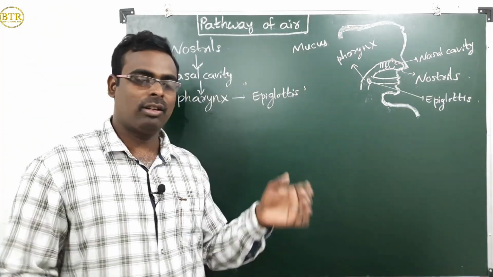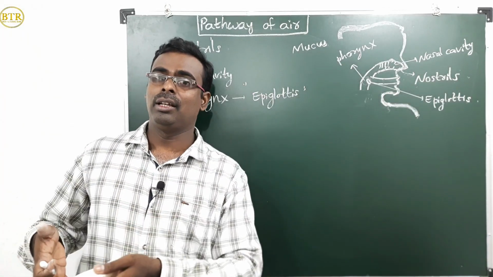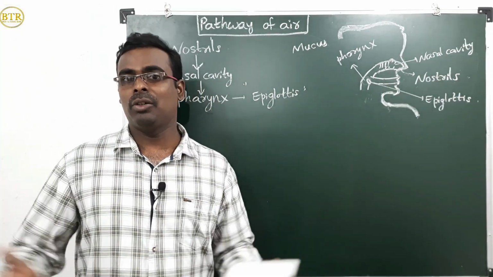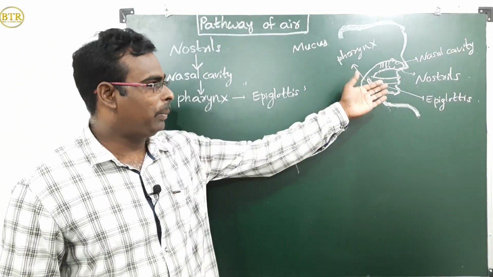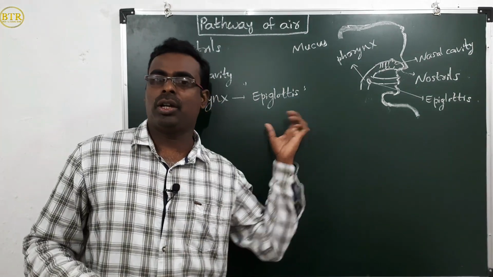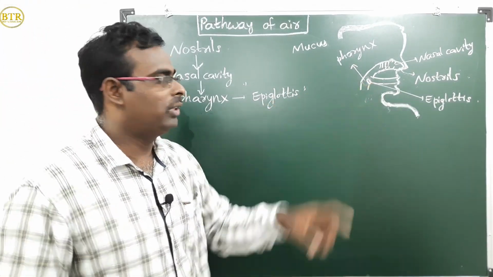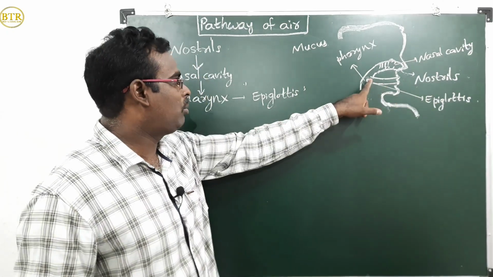Due to the presence of the epiglottis only, air is entering the lungs and food is going into the stomach. Otherwise that won't happen. So that is happening in the proper way because of the epiglottis structure, which is present at the region of the pharynx. So this is about the pharynx.